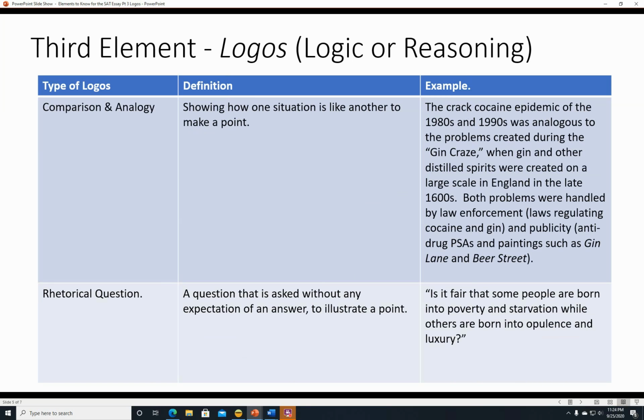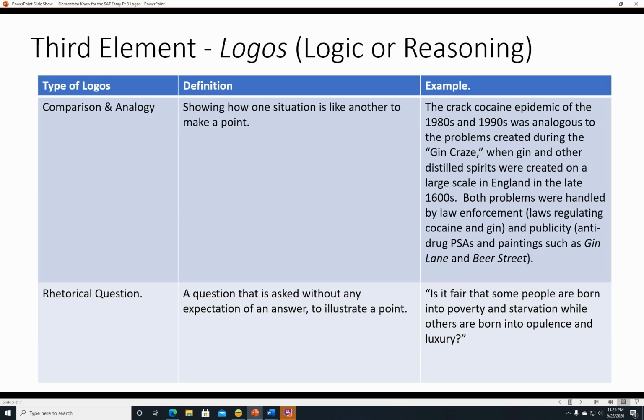The third element, logos, logic or reasoning, continued even further. We have comparison and analogy. So a definition is showing how one situation is like another to make a point. Here's an example. The crack cocaine epidemic of the 1980s and 1990s was analogous to the problems created during the, in quotes, gin craze, when gin and other distilled spirits were created on a large scale in England in the late 1600s. Both problems were handled by law enforcement, laws regulating cocaine and gin, and publicity, anti-drug PSAs, and paintings such as Gin Lane and Beer Street.